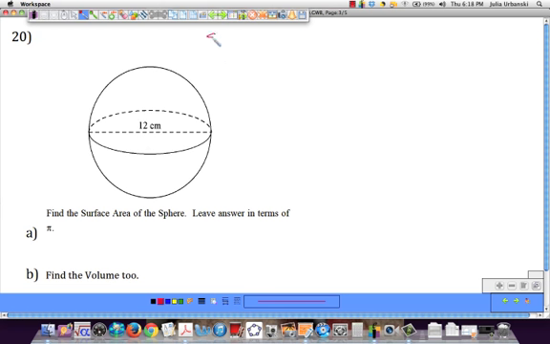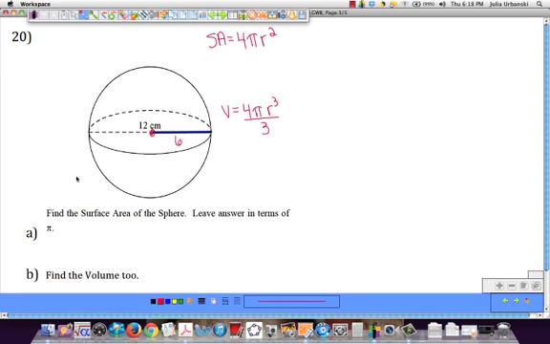The surface area of a sphere is 4 pi r squared. Area is squared. The volume of a sphere is 4 pi r to the third, because volume is always cubed, and then don't forget to divide it by 3. In this particular case, the radius is what we need to know, and the radius is 6. All the way across is 12, but halfway across is 6.